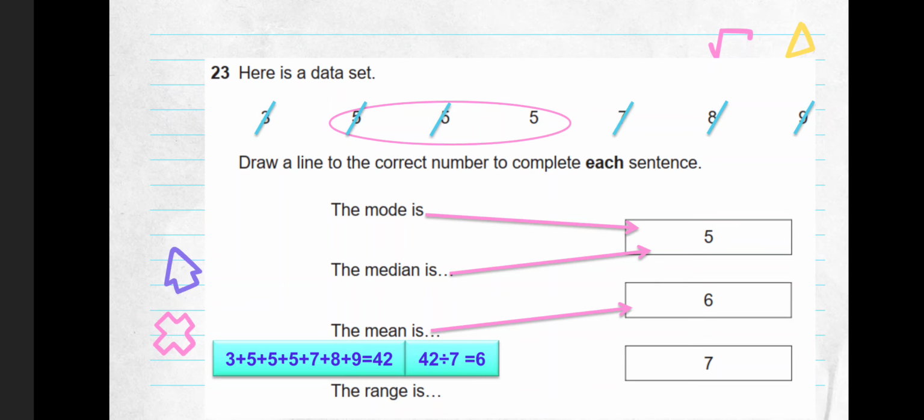What about the range? The range is the largest number minus the smallest number. 9 minus 3 will be 6. Some people will say, how come the 7 is without matching? No, this is no problem. You can only match to the correct answer. If you have a blank box that we didn't match to, you may feel confused.